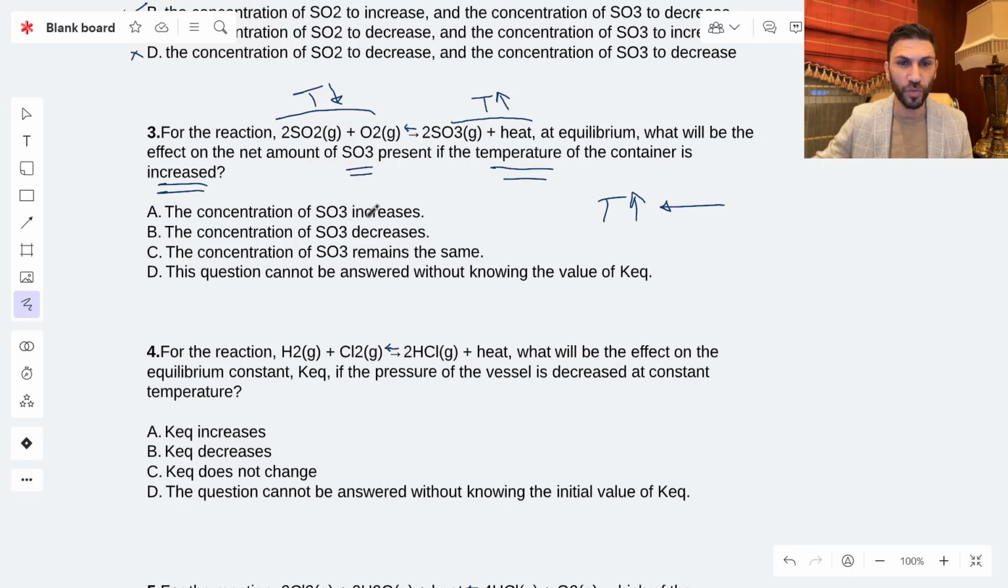The concentration of SO3 increases, of course not. The concentration of SO3 decreases, of course yes. The concentration of SO3 remains the same, of course not. This question cannot be answered without knowing the value of KEQ, the equilibrium constant. Of course not. It has nothing to do with the equilibrium constant. So of course, the concentration of SO3 will decrease because the chemical reaction is shifting to the left.